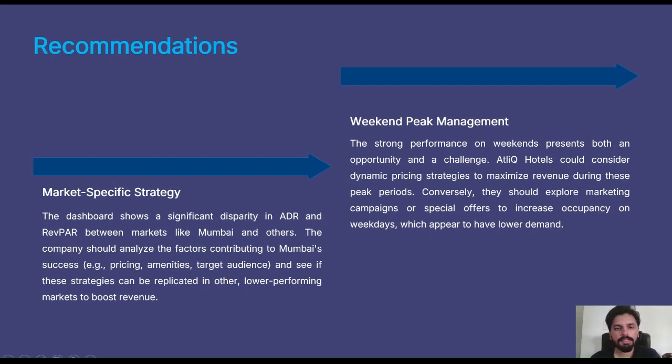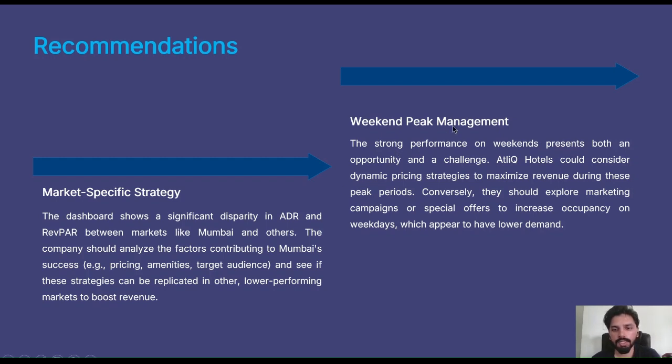Now, here are some of the recommendations based on the insights. First is the city strategy. Based on the analysis of the dashboard, we have seen that Mumbai is having the higher ADR and revenue per available room, and the others are not. So there is a disparity between them. So the AtliQ brand should analyze the factors that are contributing to the success of Mumbai and see if they can replicate those factors in the other cities.